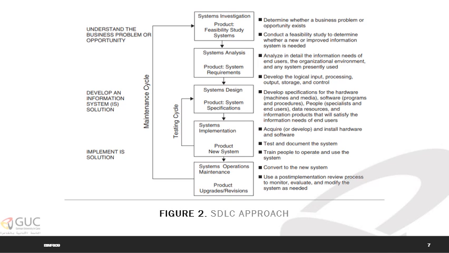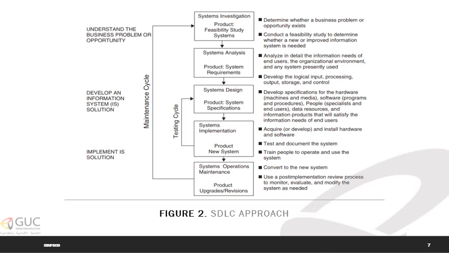In the system design, we develop the specifications for the hardware, software, and people, data resources, and other information requirements to satisfy the information needs of end users. The output is the system specifications.